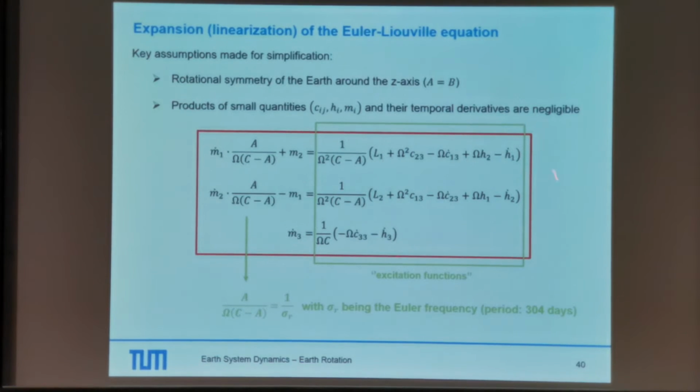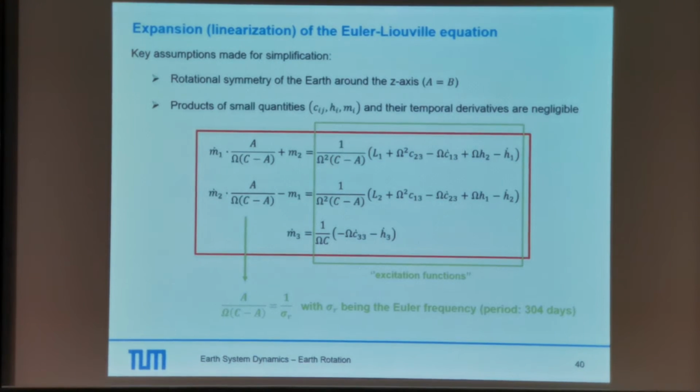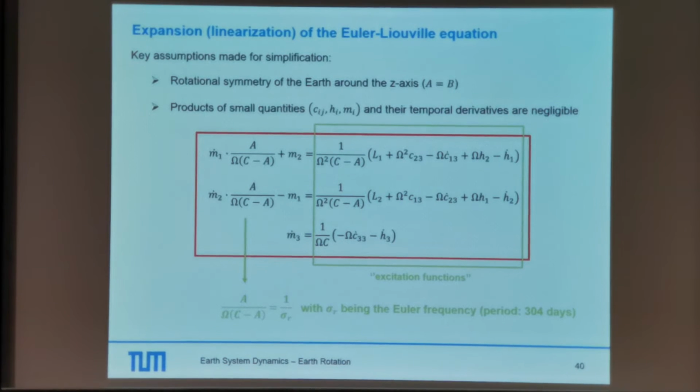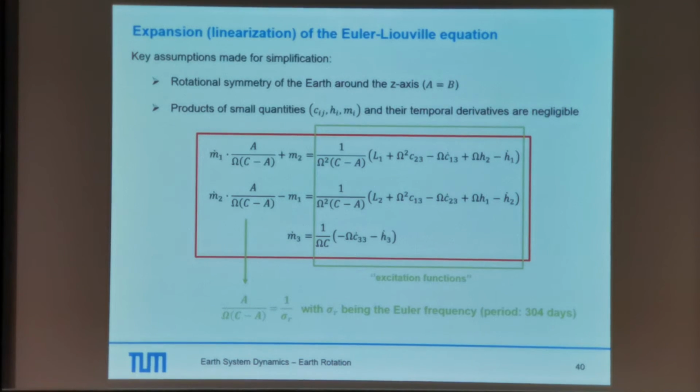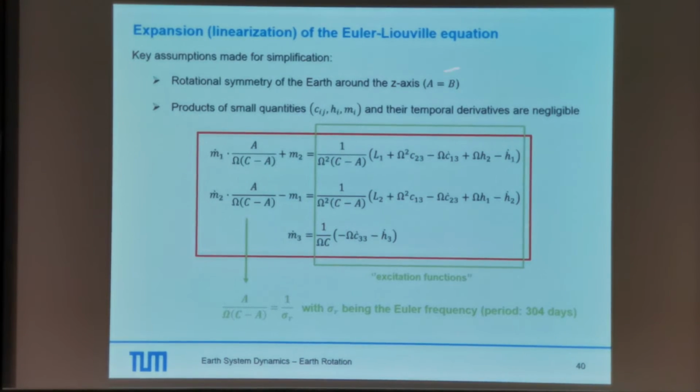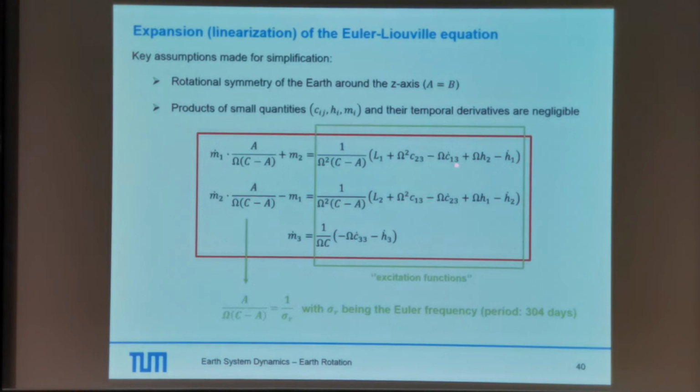The right-hand side of this equation system is called the excitation functions, because variations on this side of the equation excite variations in the Earth rotation. We will face this again afterwards. So these are excitation functions which excite the Earth rotation.